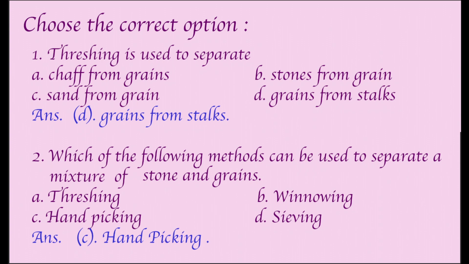A. Threshing, B. Winnowing, C. Filtration, D. Sieving. Answer is C. Filtration. Third, which of the following methods can be used to separate a mixture of stone and grains? A. Threshing, B. Winnowing, C. Hand picking, D. Sieving. The answer is C.